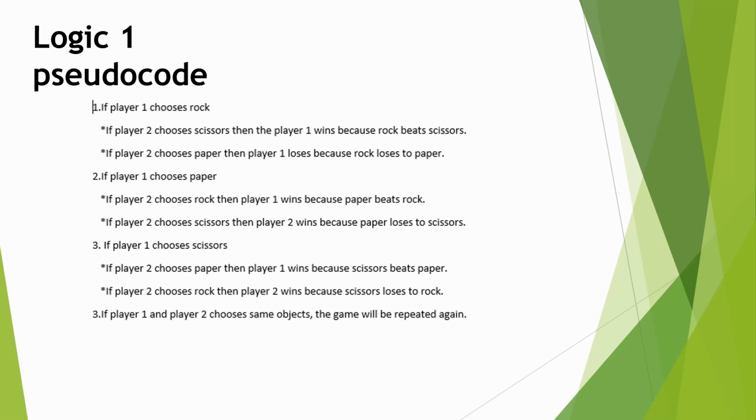This is the procedure code for Logic 1. This procedure code goes through the choices of player 1, and it has if statements. Depending on what player 2 chooses, it will declare the winner. The last if statement takes into account if there is a tie. The game will repeat again.